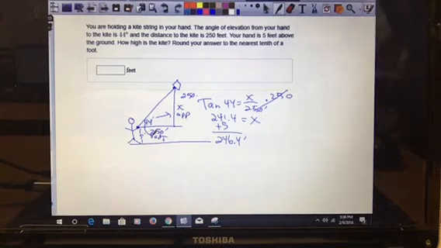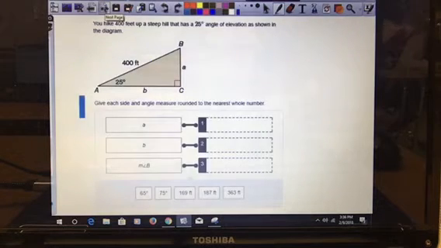That was 1718. Okay, you hiked 400 feet up a steep hill that has a 25-degree angle of elevation as shown in the diagram. So this is really all you would need right here, is this diagram. And it says, give each side and angle measure. So we're solving this triangle.